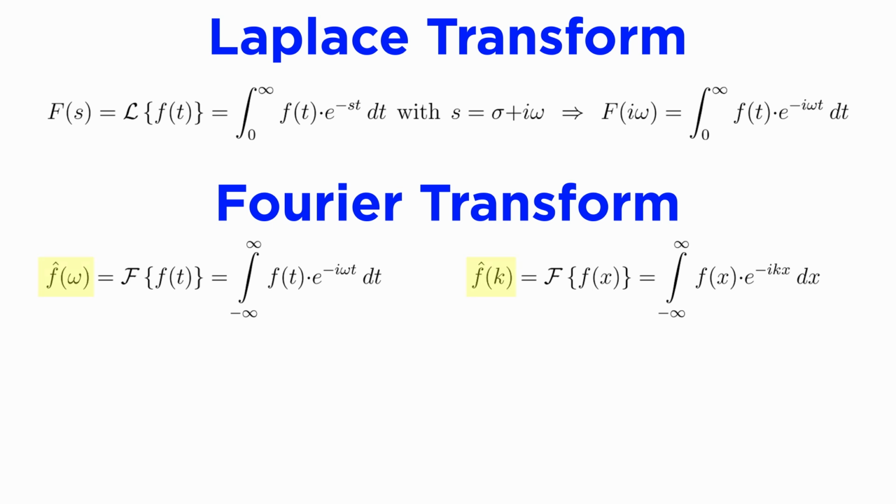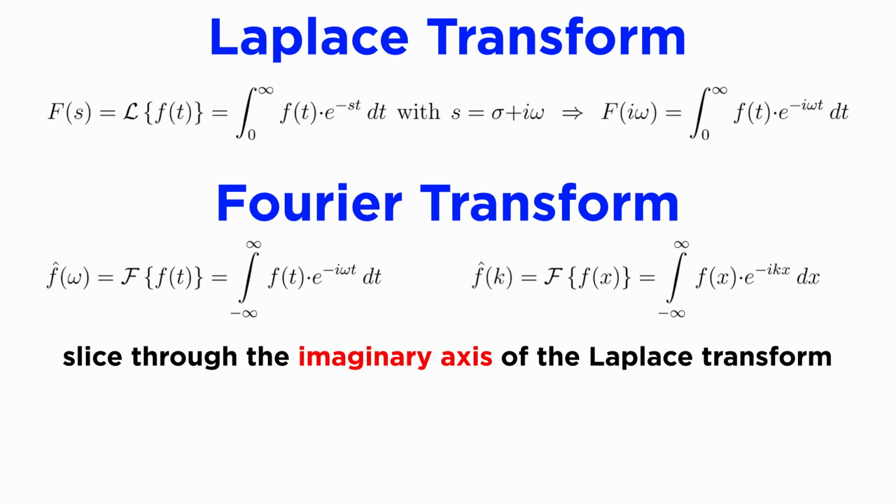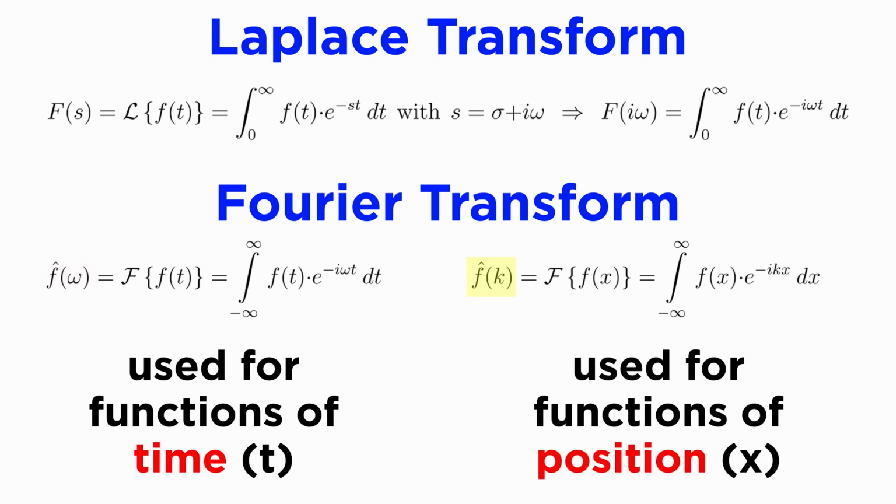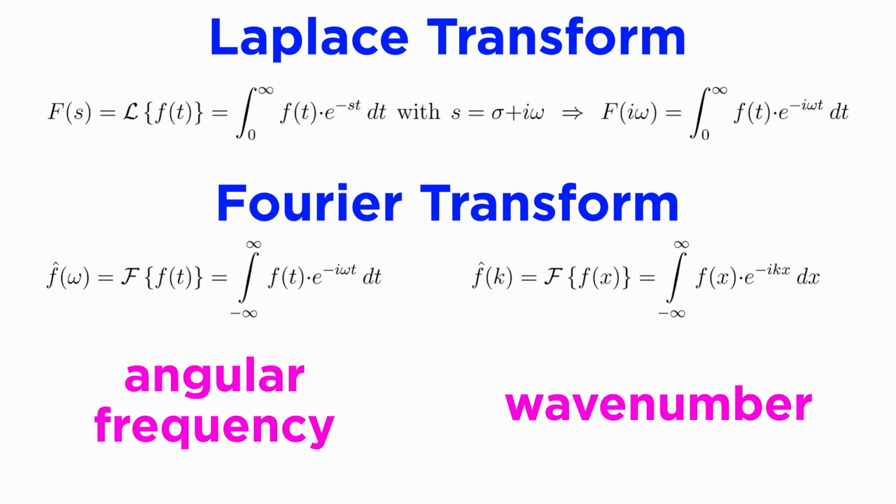The Fourier transform of a function f is denoted f hat, and it's essentially a slice through the imaginary axis of the Laplace transform of f, as we can set our s variable to i omega to get our Fourier transform integrand. It's conventional to use the symbol omega when our function is of time t, while we use the symbol k when our function is of position x. These symbols represent frequencies of waves in time and space respectively. Omega is called the angular frequency, while k is called the wave number.